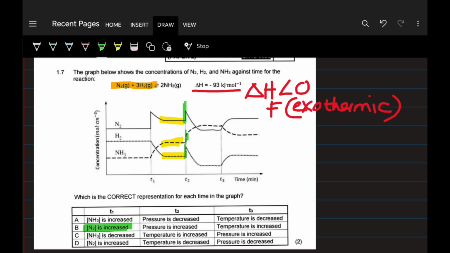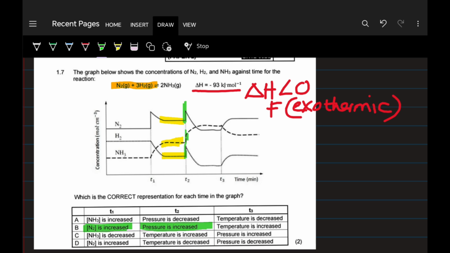Whenever you see all graphs increasing, just know that this is an increase in pressure. So there is pressure increased at time interval 2. Now let's go to time interval 3.